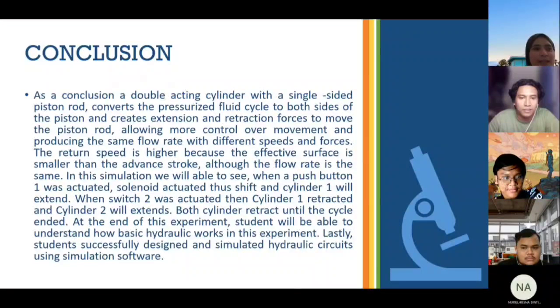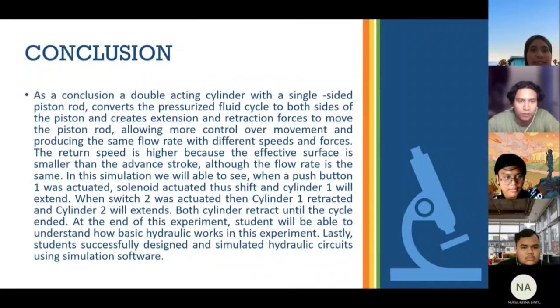Assalamualaikum. I'm Nurusna. My part for this presentation is the conclusion. So as a conclusion, a double acting cylinder with a single-sided piston rod converts the pressurized fluid cycle to both sides of the piston and creates extension and retraction force to move the piston rod, allowing more control over movement and producing the same fluid rate with different speed and forces. The return speed is higher because the effective surface is smaller than the advance stroke, although the flow rate is the same.